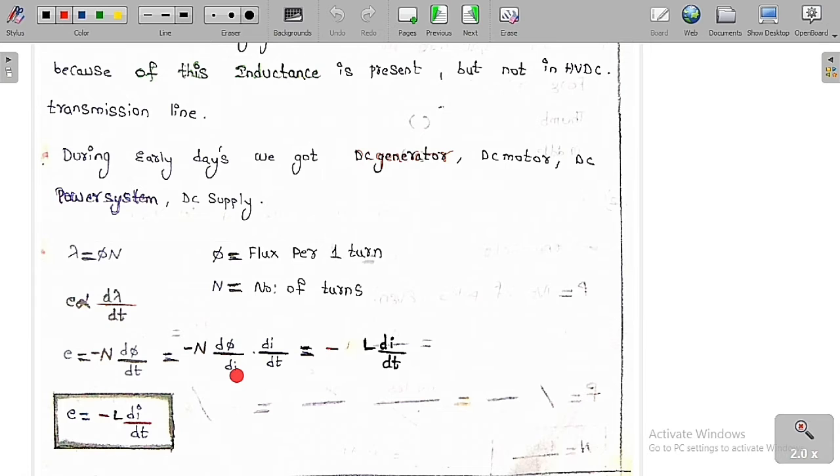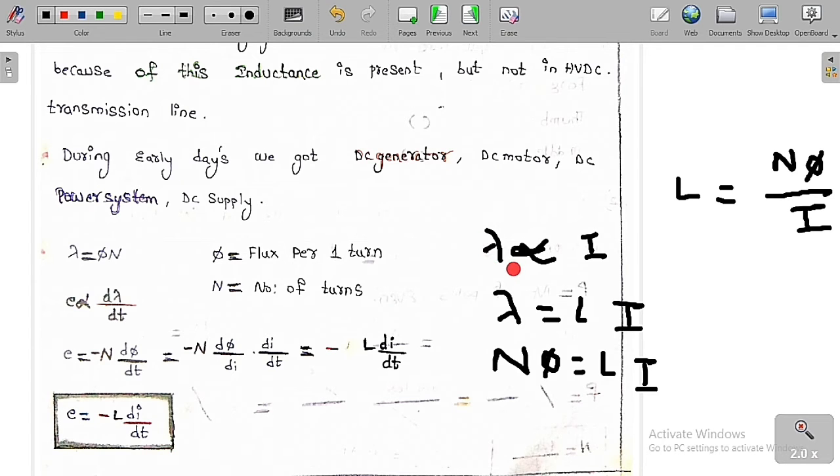So dφ by di in the linear region, therefore minus L di. So minus L di by dt. Let me assume n is equal to 1 here. Then we are going to get minus L into di by dt. So finally we can say E is equal to minus L di by dt is the overall EMF induced in an inductor of inductance L. So therefore E is equal to minus L di by dt.